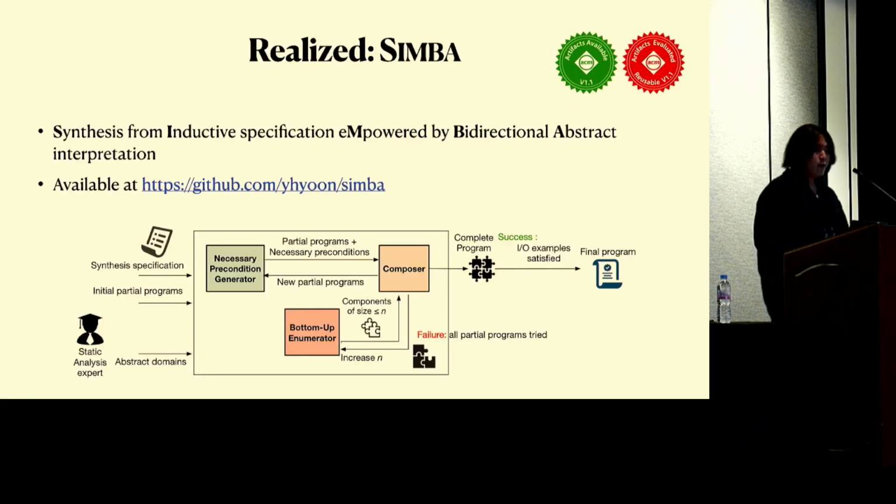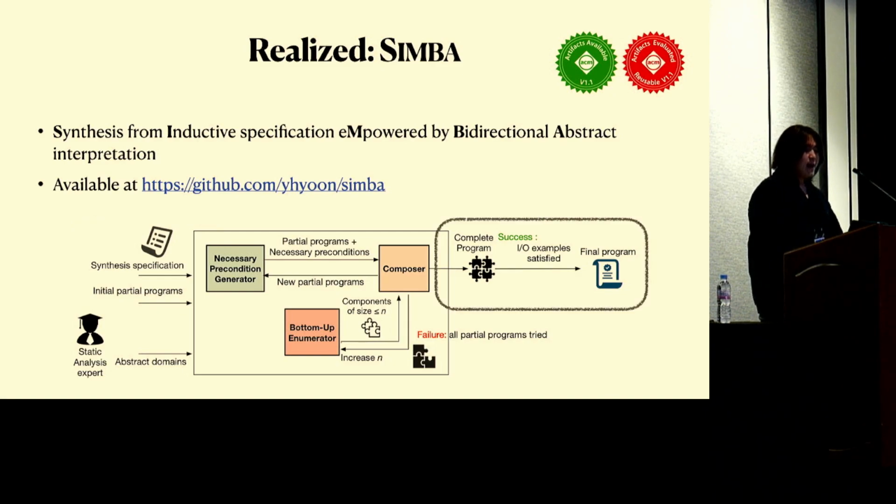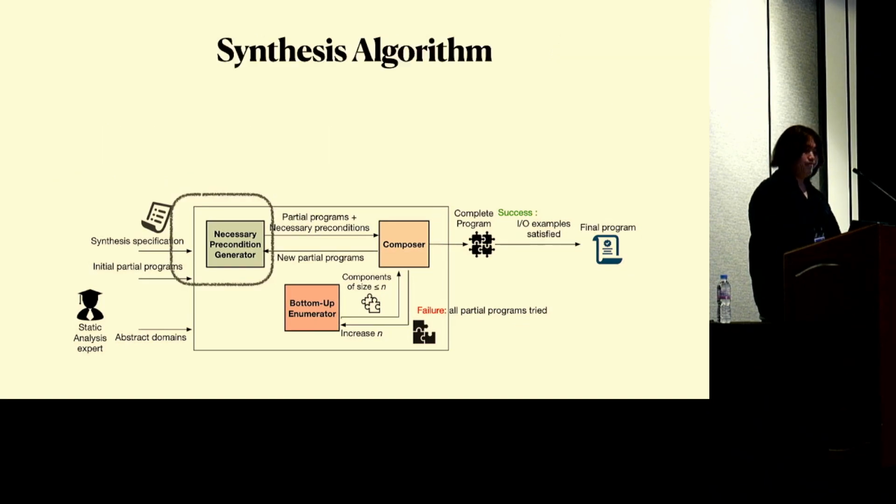We realized our idea into a synthesis tool called Simba. The tool is publicly available on GitHub's repository. The following figure depicts the overall architecture of our synthesis algorithm implemented in Simba. The algorithm takes a specification and initial partial programs as input. If there is at least one solution for the input, the synthesis algorithm generates a desired solution as output in finite time. In this section, I will demonstrate the step-by-step process of how Simba solves the running example problem.